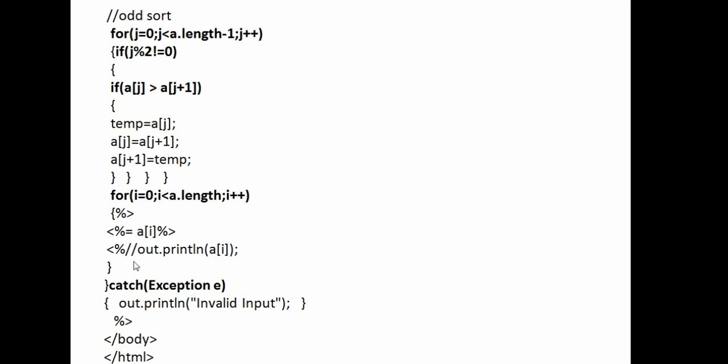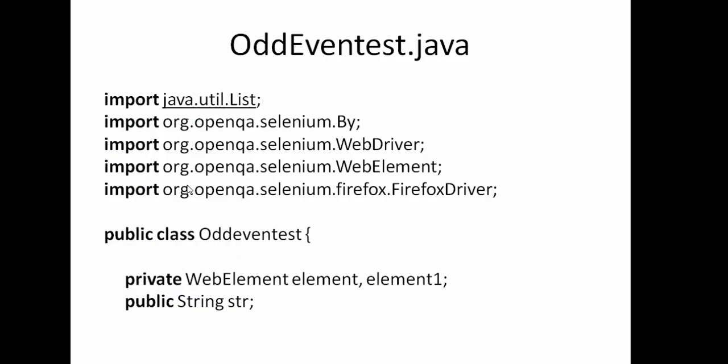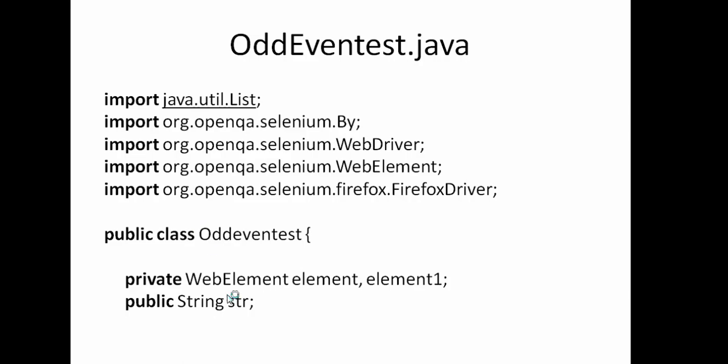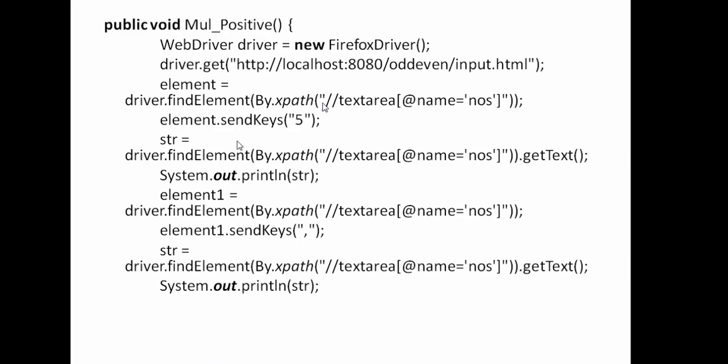Here I wrote the logic for performing the odd sort. If I have an invalid input, it should generate an invalid message. Now in my Java project, I have imported the Selenium jar files and these web elements that I have declared here. Now I have two functions.